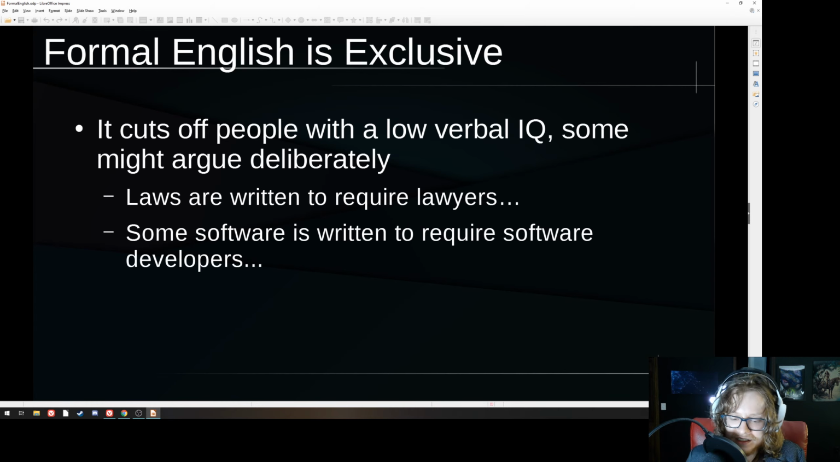So formal English is exclusive. That's one of the reasons that we use formal English. Again, it's unfortunate that we do this because it does exclude a significant portion of the population.